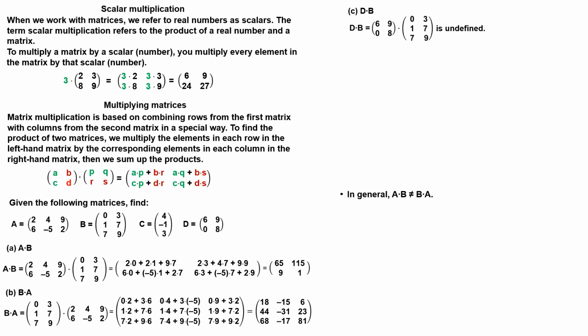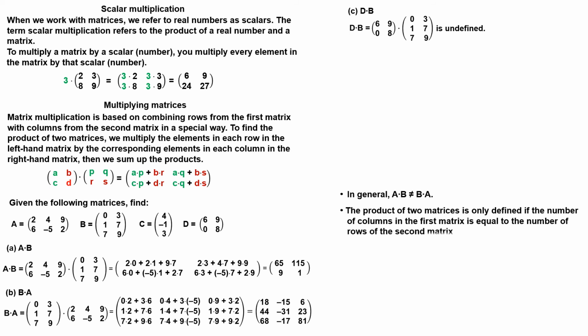It is only possible to multiply two matrices together if the number of columns in the first matrix is equal to the number of rows in the second matrix. In other words, the product of two matrices is only defined if the number of columns in the first matrix is equal to the number of rows of the second matrix.